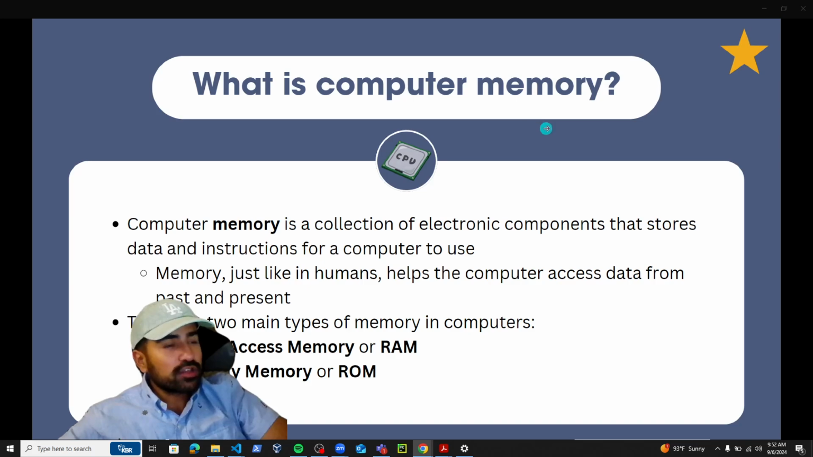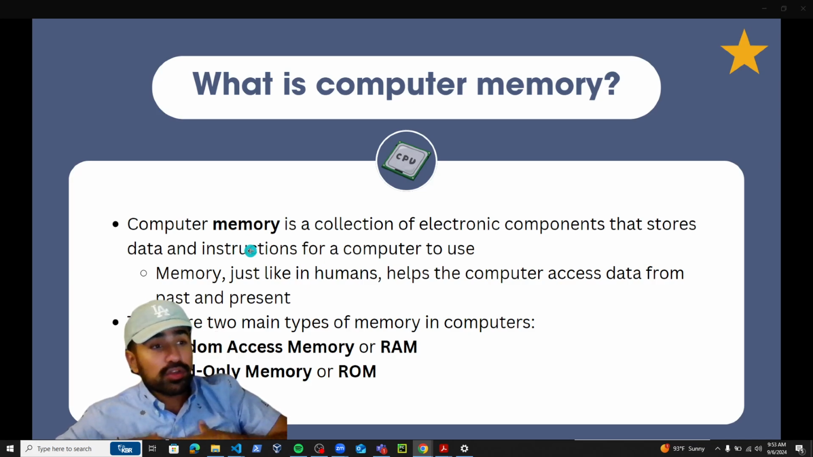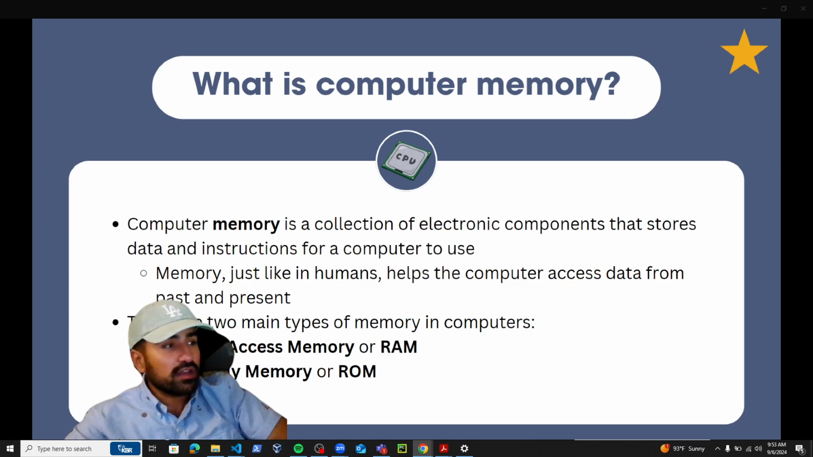So first, what is computer memory? Computer memory is a collection of electronic components, it's hardware, that stores data and instructions for a computer to use. So memory, just like in humans, helps the computer access data from the past and the present. Our memory serves us in so many ways, right? If we learn something, we can lean back on that learning, on those memories, to solve new problems. It's the same for computers, right? If they have access to historical data, they're able to solve difficult problems.